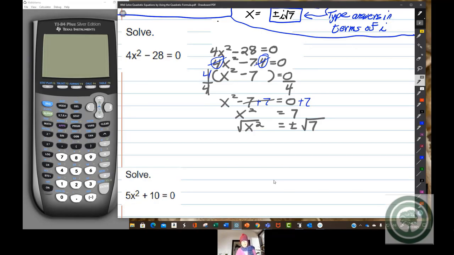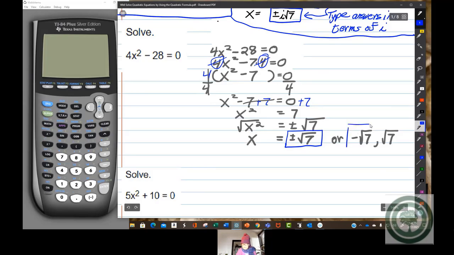Now I take the square root of x squared and the plus or minus square root of 7. Notice there is no negative under there. This is a real number. It's in the real number system. Therefore, my answer can just be this. If the plus minus symbol is in the toolbar. If not, there.